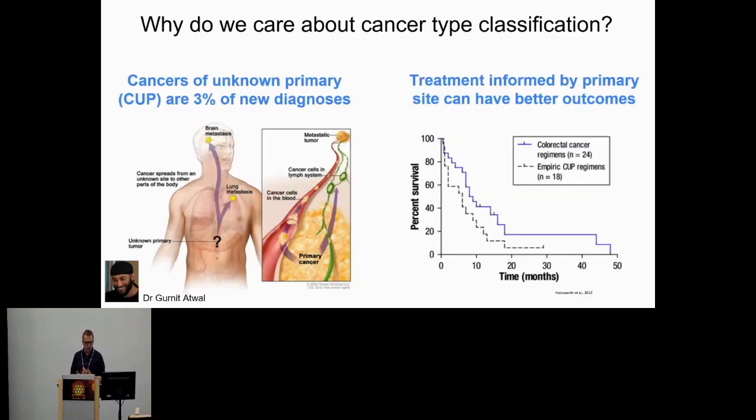And so why do we care about this problem? We care about this problem because about 3% of cancers, at least more than 3% of metastasis, are cancers of unknown primary, meaning that the patient presents to the hospital with a metastasis and it's not clear what the actual cancer type they have is. And treatment that's informed by the primary, generally speaking, performs better. Most of the targeted therapies require FDA approval, which requires that you know what the primary is.